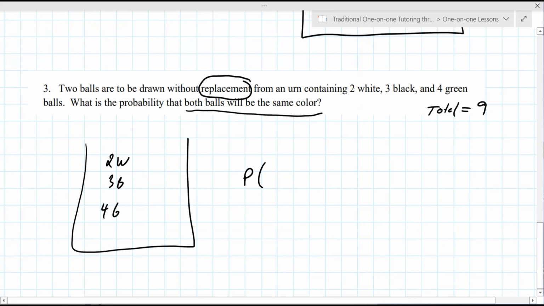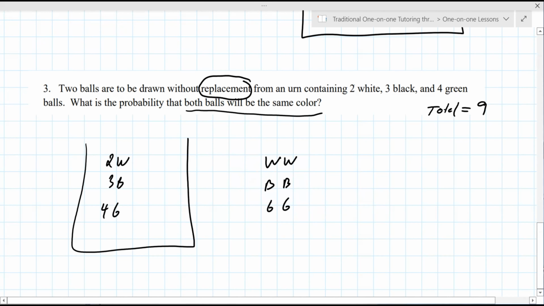So we need to actually write out all the possible things that could happen to get the same color. So you could go white, white, black, black, green, green. And normally the first question they ask you is what is the probability that both balls will be white. That's sort of the starter question for this.